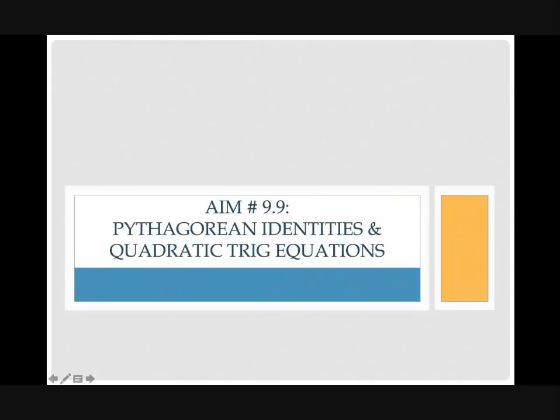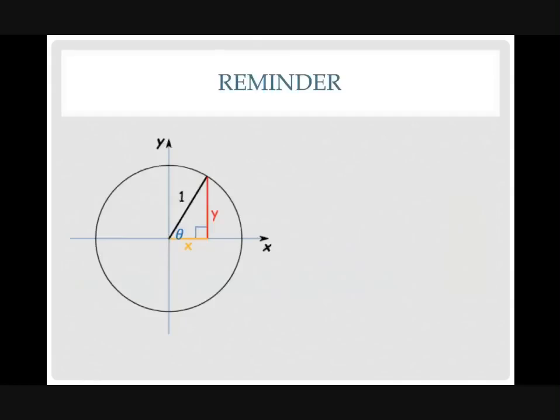Our aim today is 9.9, Pythagorean identities and quadratic trig equations. Now, as a reminder, this is what a right triangle would look like with theta in standard position on the unit circle.